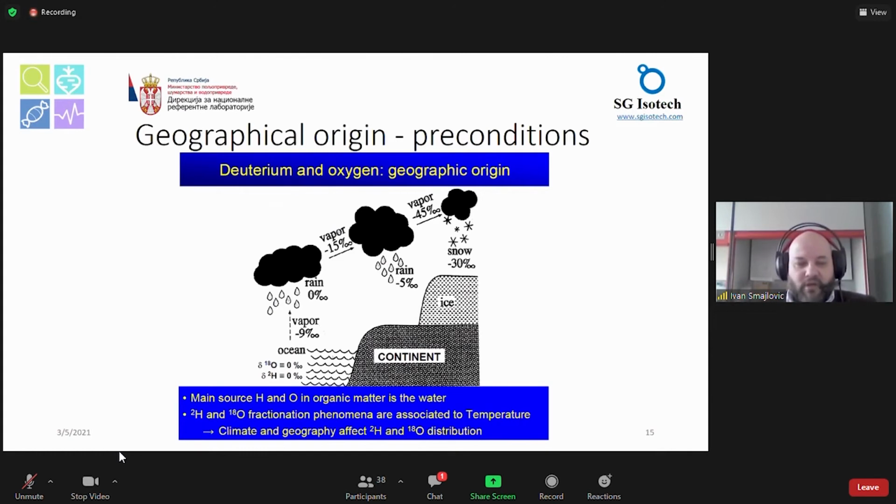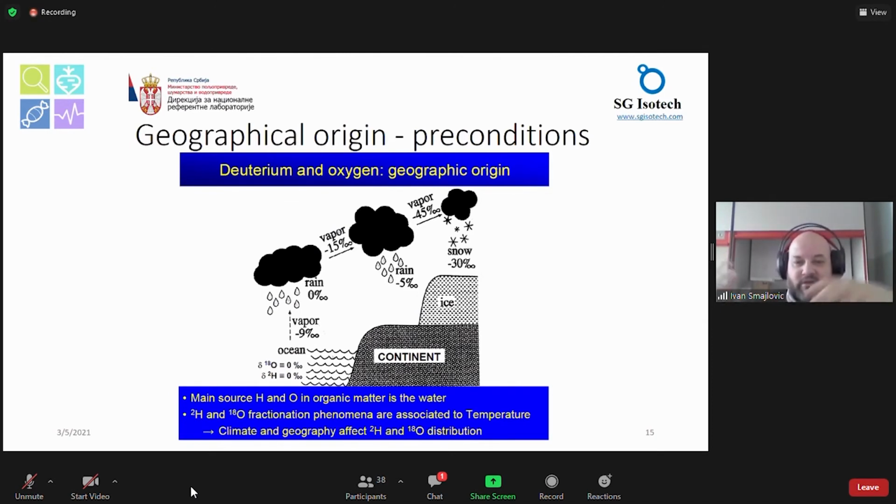delta 18O is called VSMOW, which means Vienna Standard Mean Ocean Water. And delta 18O for this standard is 0. Also the delta D value is set to 0. Then you have VSLAP and GISP water standards, which are waters from Greenland and Arctic water. So they are depleted in deuterium and oxygen.